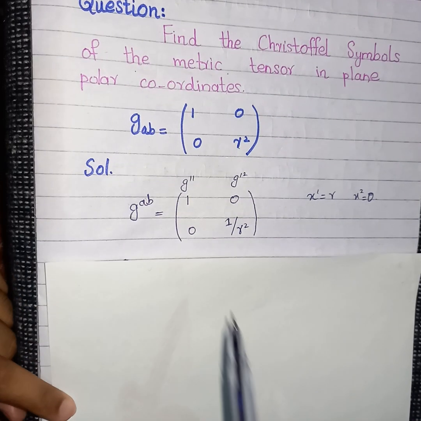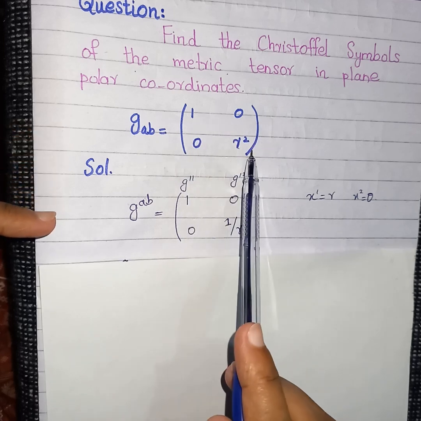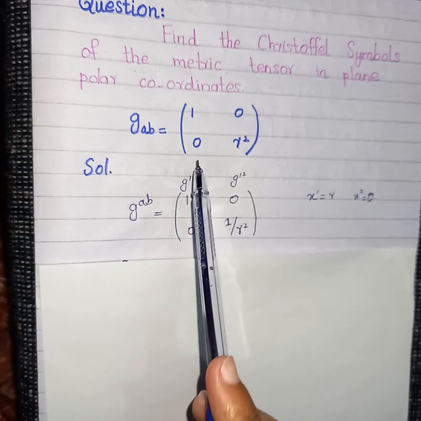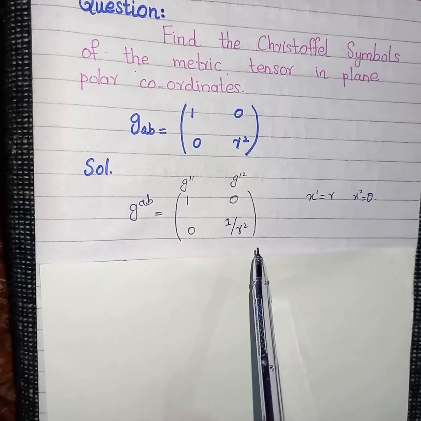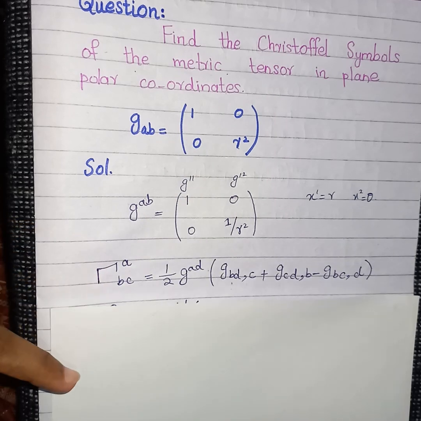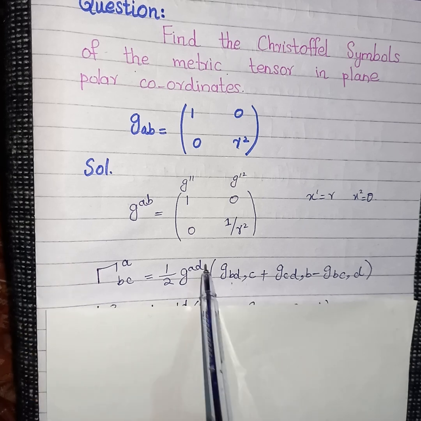by this one. Here you know that this metric tensor is in a diagonal form, so we just have to take the reciprocal of the main diagonal entries and it will give us the inverse. Now students, we know that the formula for finding Christoffel symbols is given by this one, and here d represents a dummy index.